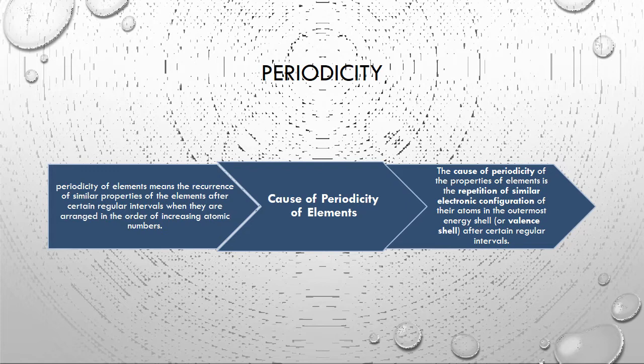Periodicity. Periodicity of elements means the recurrence of similar properties of the elements after certain regular intervals when they are arranged in the order of increasing atomic numbers. The cause of periodicity of the properties of elements is the repetition of similar electronic configuration of their atoms in the outermost energy shell after certain regular intervals.